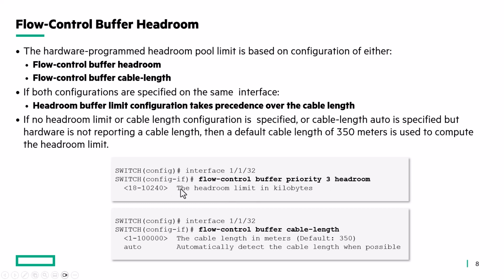It's important to note, if both of these buffering configurations have been specified on the same interface, the headroom buffer limit is going to take precedence over the cable length option. And if no headroom limit or cable length configuration has been specified, or maybe the cable length is set to auto, but the hardware is not reporting a cable length, then a default cable length of 350 meters is just automatically used to compute the headroom limit.